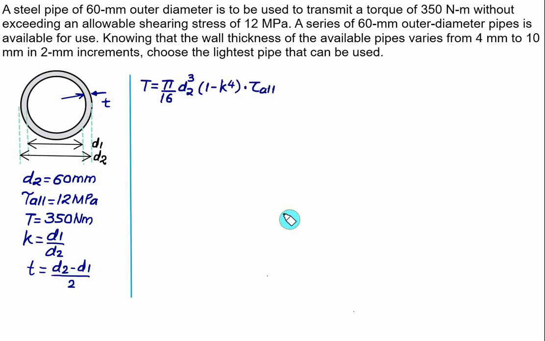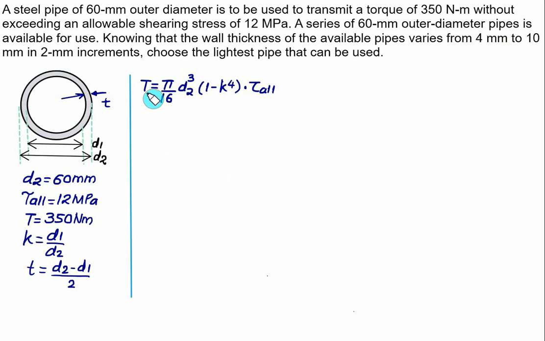For a hollow pipe, the torque is given as pi by 16 D2 cube into 1 minus k to the power 4 multiplied by allowable shear stress. Here we will calculate the value of k. Once we know the value of k, we can calculate D1 and then the thickness, and after that we'll select whether we require a thickness of 4, 6, 8 or 10 mm. So that is our step.